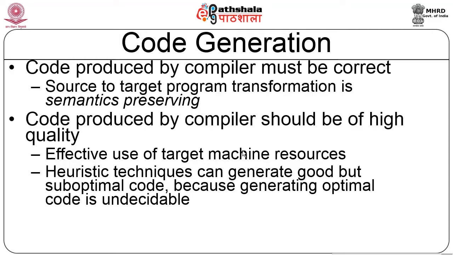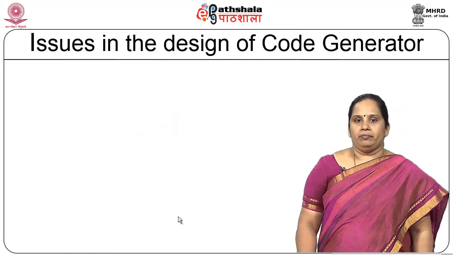Now, this translation from the intermediate code to the final code should also be semantically preserving, and the code produced by the compiler must be of high quality. It should not be just spilling beans over everything. It should be highly target specific, machine specific, effectively using the resources of a particular target machine, and the heuristic techniques followed should ensure that you have a good code rather than suboptimal code, because optimal code generation is an undecidable problem. So, we will have to ensure that whatever code is generated is, at the maximum, optimally generated.